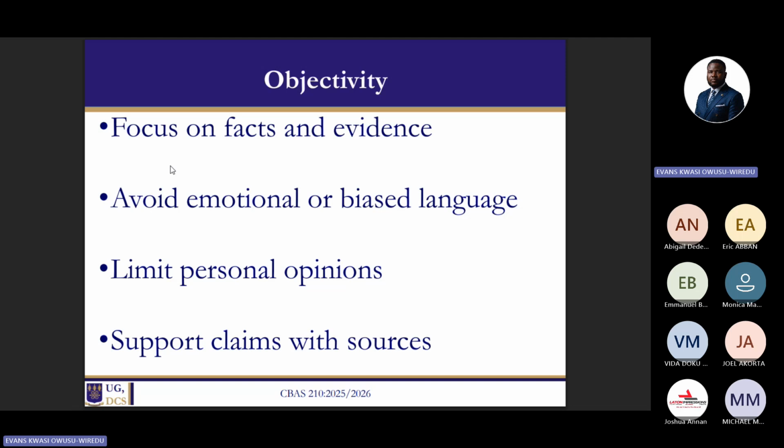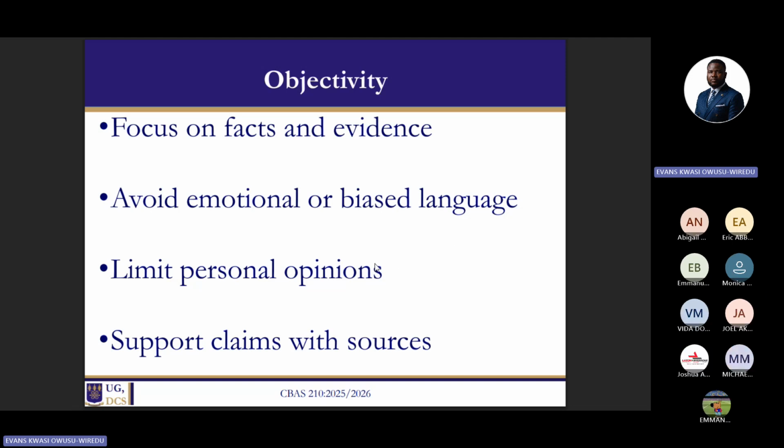Limit personal opinions. What you think of it does not make it scientific. What makes it scientific is the experiment that has gone into backing what you are saying. The tests that have gone into it should be the evidence that you provide, and not what you want to prescribe, right? So it should be based on what? Facts and not personal opinions. And the next one is what? Support claims with sources. Just like your evidence, your sources must show or prove. We must be able to trace where you got what. What is inspiring what you are saying? Where is it emanating from?